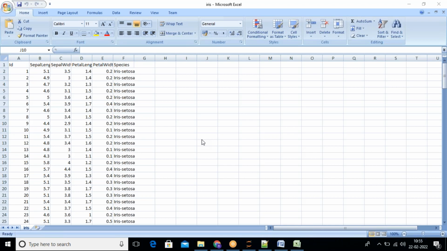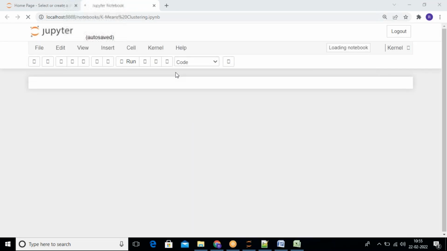See, clustering is a very important thing. It's a very typical thing. K-means clustering. That's why I have written the code, so that I can explain it to you well.